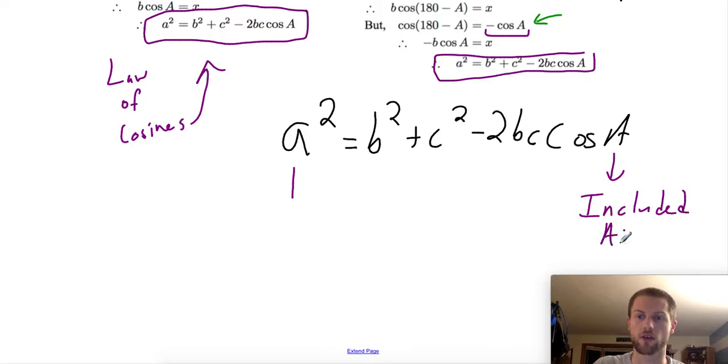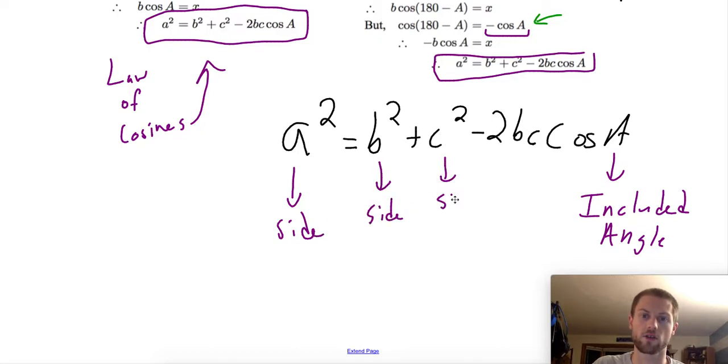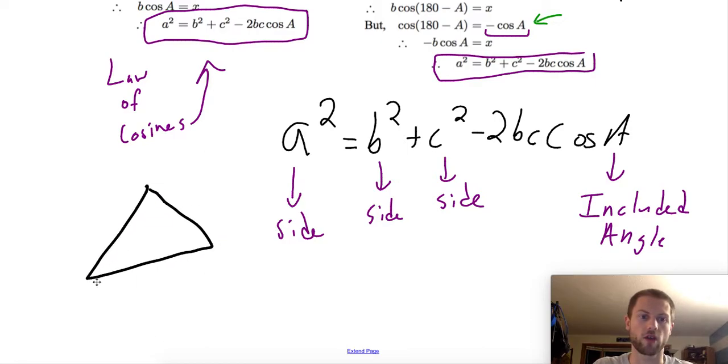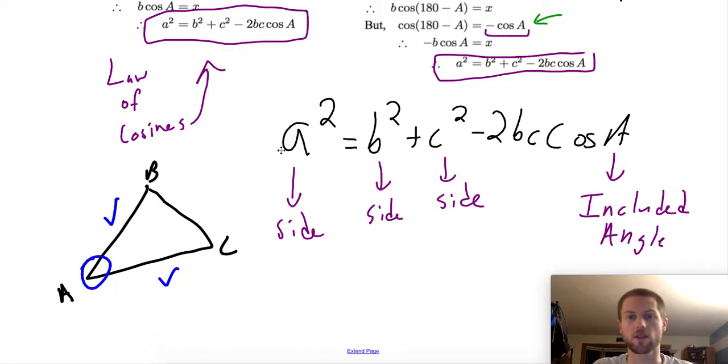Because really this is kind of like a side, and this is like another side, and this is like another side. These are all just three sides of a triangle. The only thing that differentiates the other sides from the other sides is that this A in this cosine equation is whatever the angle is between the sides B and C. Let me show you what I mean by that. If I have a triangle ABC, if I have side B and side C, A is the angle in between them. So that's the scenario that you use here.